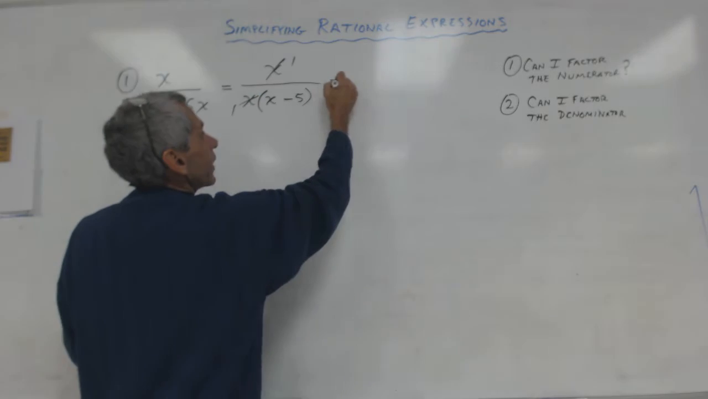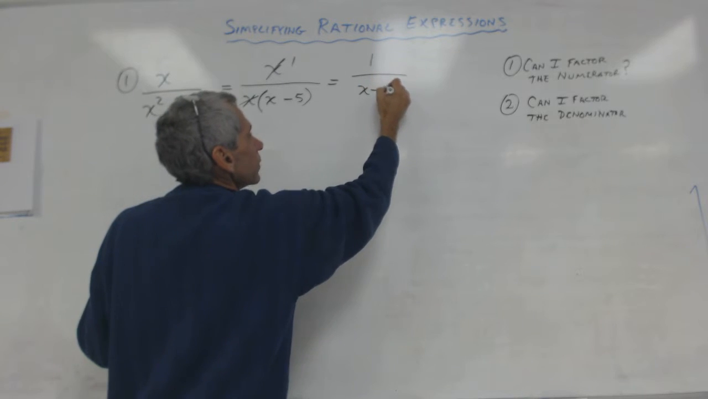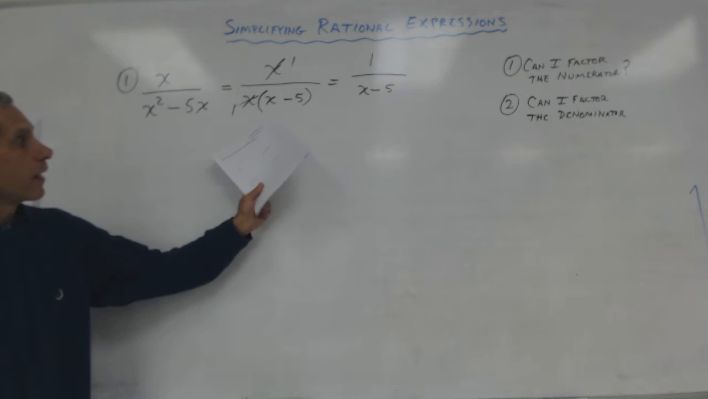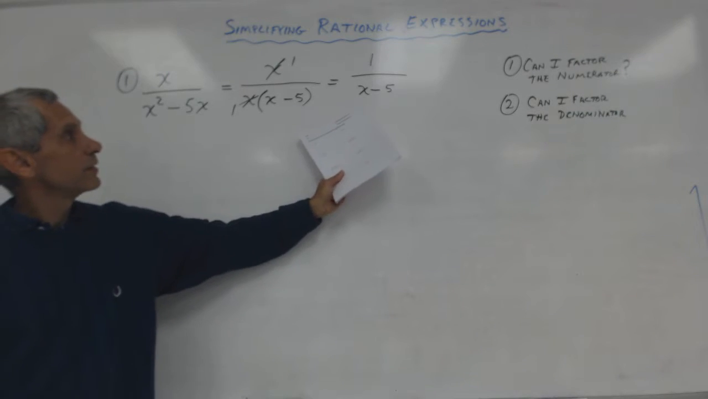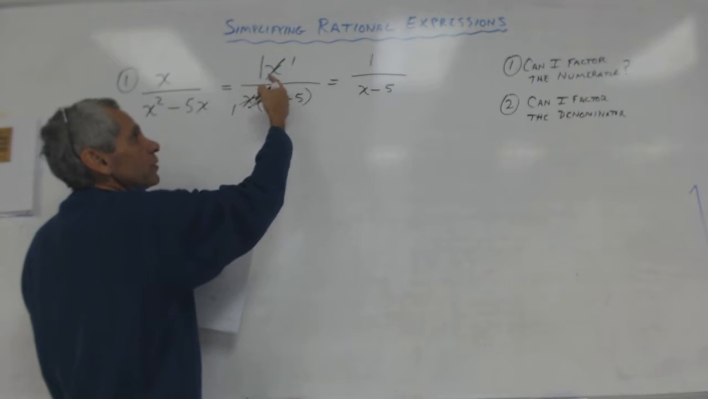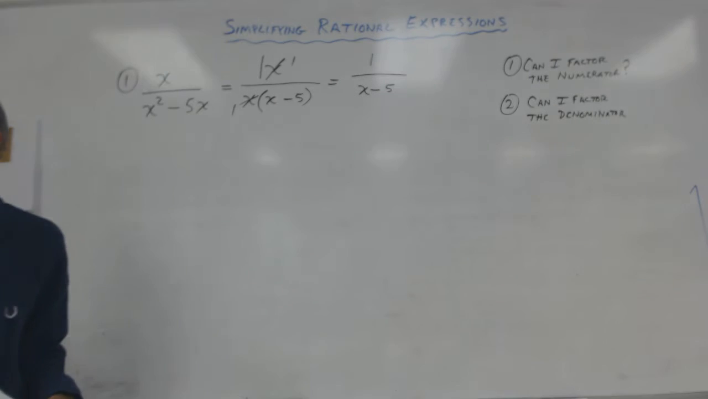So technically, my answer is 1 over x minus 5. I have to keep the fraction there, right? The x minus 5 is downstairs. It has to stay downstairs. The number that is hidden upstairs is 1. That's what actually can stay. Does that make sense? All right.